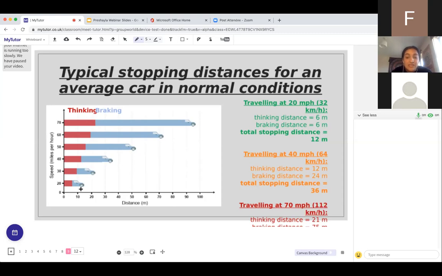Okay, so for a low speed, the thinking distance is actually the same as the braking distance, which is why I said it's not always the case that the thinking distance is much smaller than the braking distance. So at a low speed, such as 20 miles per hour, we need to know the thinking distance, the braking distance, and therefore the total stopping distance. Traveling at 40 miles per hour, the thinking distance now doubles. So if we double the speed, we can see that the thinking distance doubles. And if we double the speed, the braking distance is multiplied by 4. Okay, so it goes from 6 to 24.